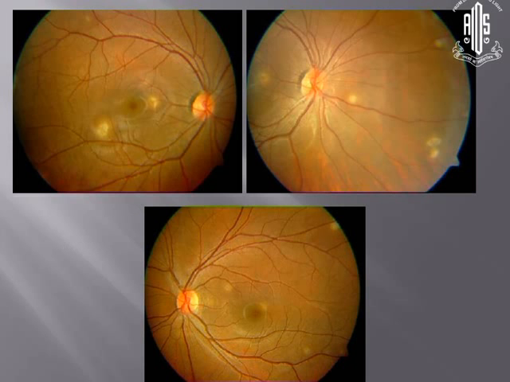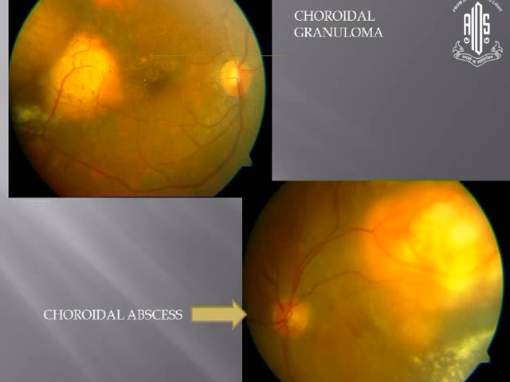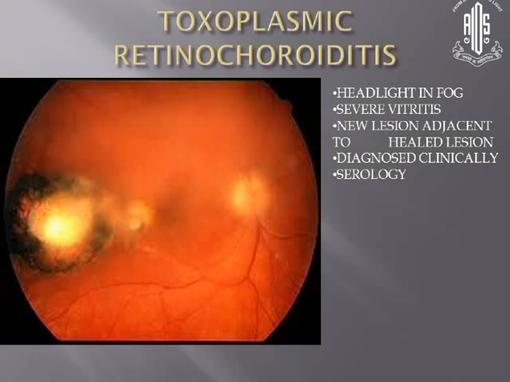This is a patient with miliary tuberculosis, and you see there are multiple tubercles, and this is how a choroidal granuloma looks. Generally there is one big one and there is a satellite lesion also. Toxoplasma retinochoroiditis again is a very classical presentation. It is like a headlight in the fog with severe vitritis, and the new lesion is seen adjacent to a healed lesion. This is diagnosed mainly clinically, and you first take a sample for serology and start the treatment.